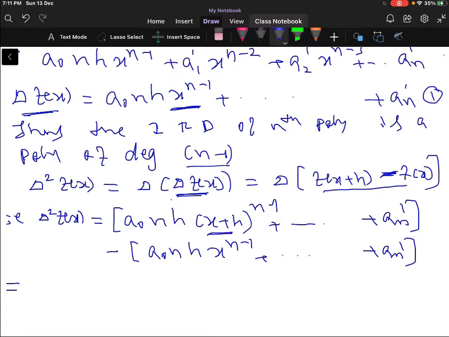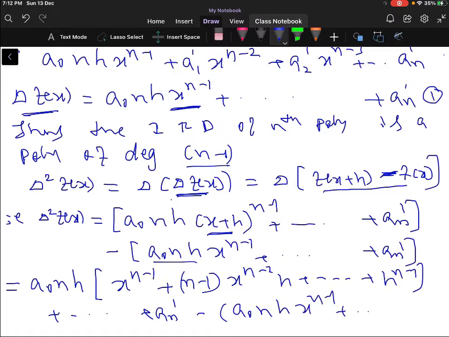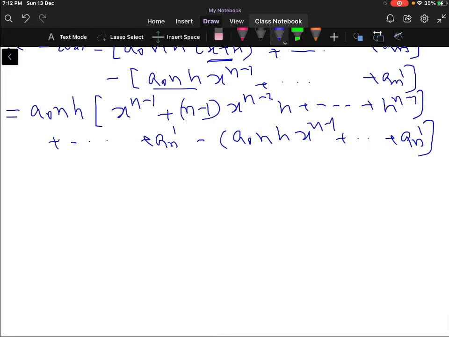So let us apply the binomial theorem. A naught n h into x to the power of n minus 1 plus n minus 1 into x power n minus 2 into h plus and so on plus h to the power of n minus 1, plus and so on plus a n dash, minus of this, let me write a naught n into h to the power of n minus 1 plus and so on plus a n dash.